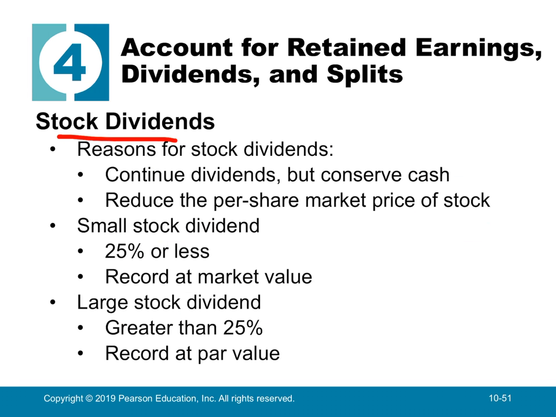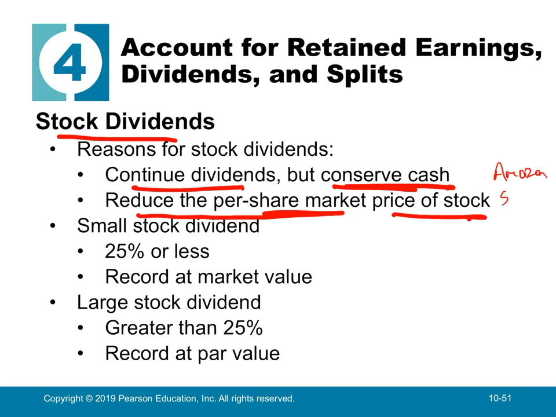Why would you do stock dividends? Well, you want to continue dividends, but you want to save cash. You want to conserve cash. You might want to reduce the per share market price of stock, right? You want to issue more shares so that the per share price drops. Go and take a look at Amazon stock on Yahoo, and you'll see that one share is very expensive. As of this recording, it's over $1,500 per share. So not everybody can afford that expensive of stock, so they might want to make it cheaper per share.